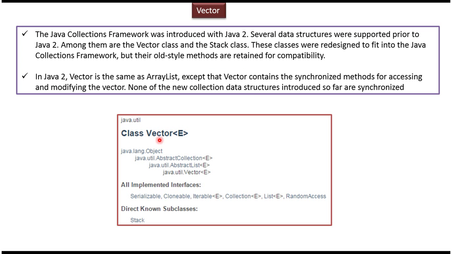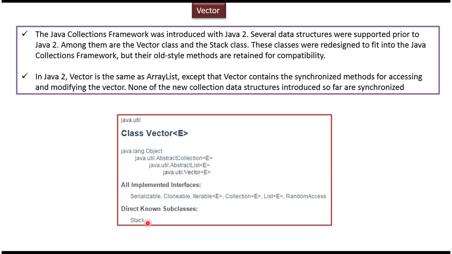The class vector belongs to the java.util package. Here you can see E. E is nothing but the type of elements which we can add to the vector. Type can be a string or integer or employee object, etc. Vector extends abstract list. Abstract list extends abstract collection. Abstract collection extends object. And here you can see implemented interfaces like serializable, cloneable, iterable, collection, list, and random access. And vector has only one subclass which is called stack.